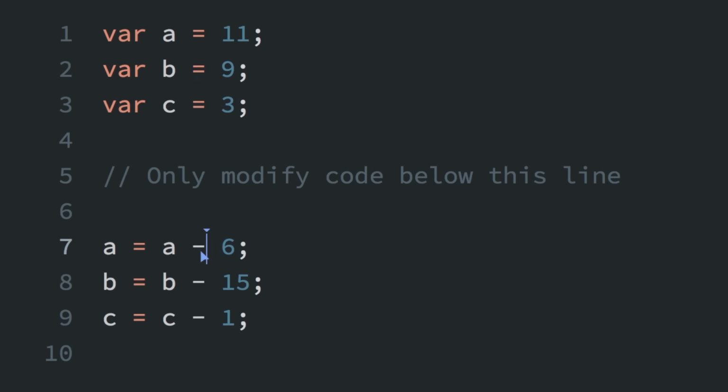Instead of a equals a minus 6, we can do minus equals. This is just a shortcut that JavaScript has that means the same thing, that means a equals a minus 6, but it's just shortened. Same here, so we can do minus equals 15. C equals C minus 1, we can do C minus equals 1. So it just subtracts the number from the original value and then assigns that new value to the variable.